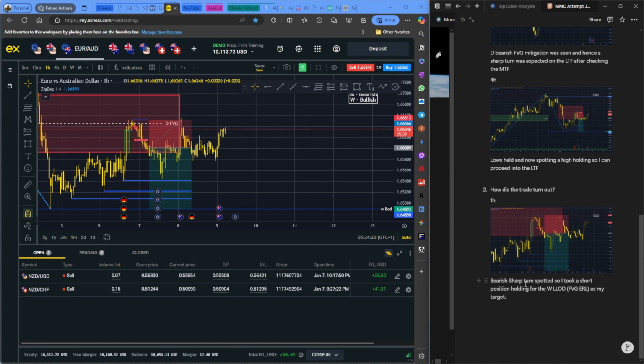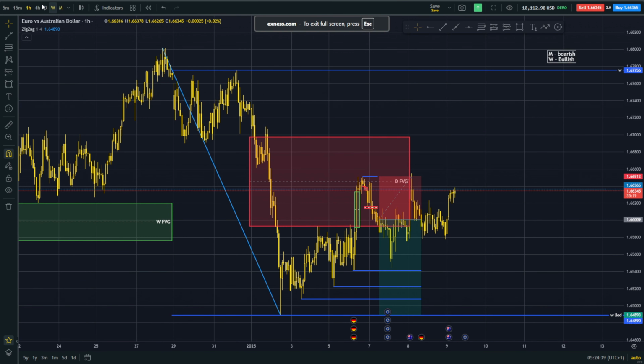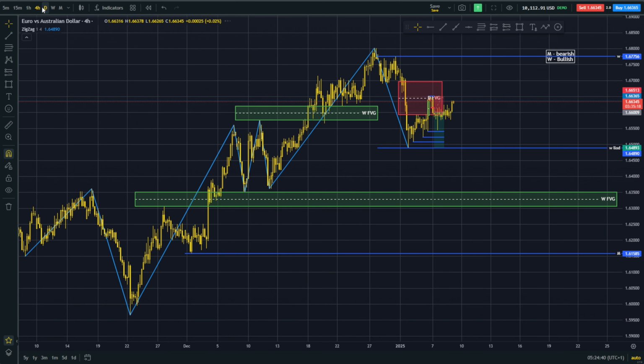I went into the lower time frame and I saw the sharp turn I was looking for. Fair value gap up, fair value gap down for a bearish situation, and I took the short position, and I'm holding in hope that price goes for the weekly last line of defense. So I think that's the first big mistake I made.